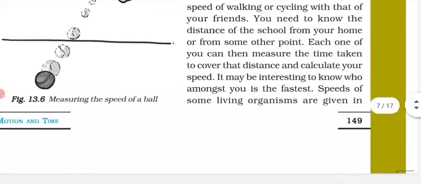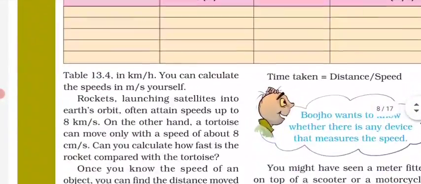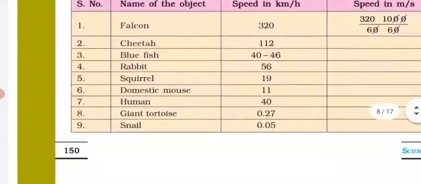For example, there is a chart. This falcon has a speed of 320 kilometers per hour. Cheetah is 112 kilometers per hour. Bluefish is 46 kilometers per hour. Rabbit is 56 kilometers per hour. Squirrel 19, domestic mouse 11. Human being 40 kilometers per hour. Giant turtle 0.27 kilometers per hour. Snail is 0.05 kilometers per hour.